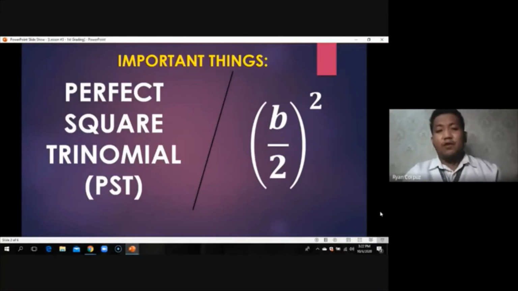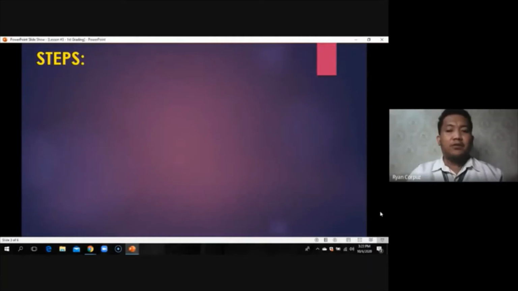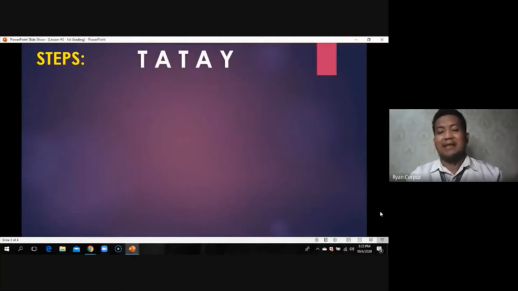So, just like the first two methods in solving quadratic equation, we are also here going to apply certain steps in order for us to easily have a guide in solving a certain problem. So here, for us to have a guide in solving quadratic equation by completing the square, we are also going to apply certain steps. So the steps today, just like the first two, we are going to hide it through an acronym or through a word na tatawagin nating tatay.